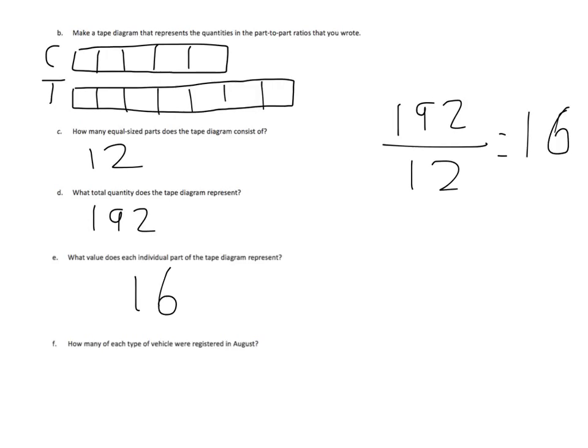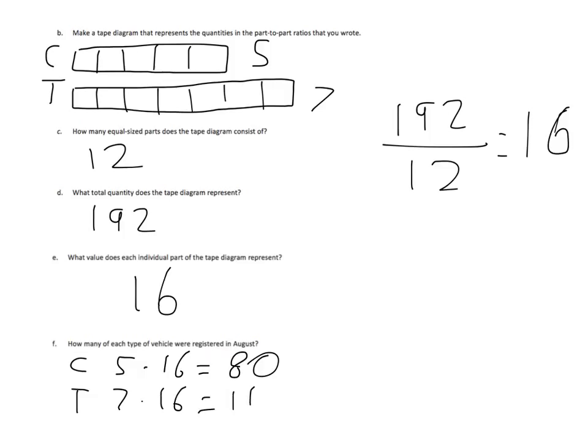So now, how many of each type of vehicle were registered in August? Well, we have one more step to do that. Since there was 5 car sections and 7 truck sections, to figure out the cars, all we need to do is 5 times 16, which will get us 80. And then for the trucks, all we got to do is 7 times 16, which is 112, giving us our totals for each one.